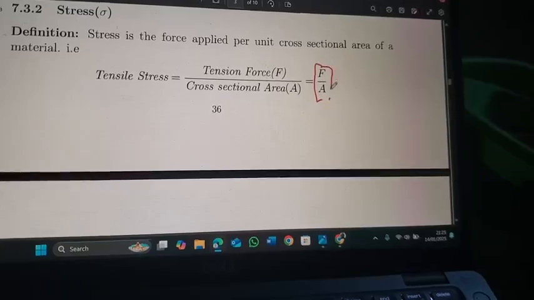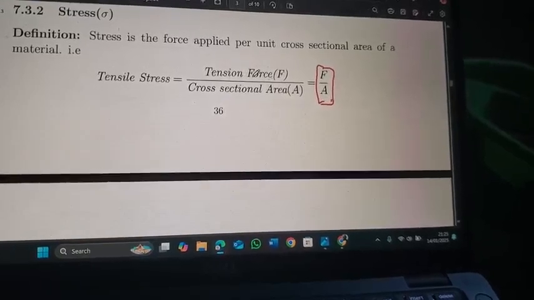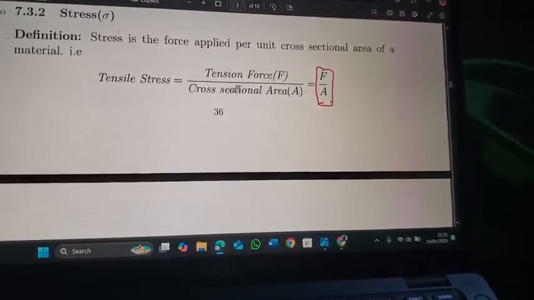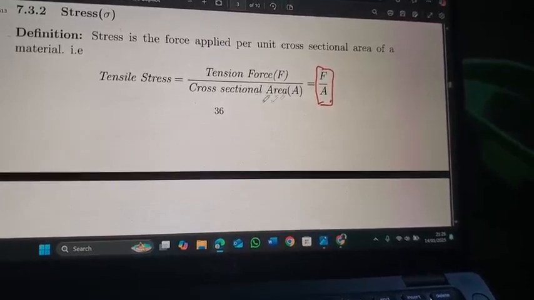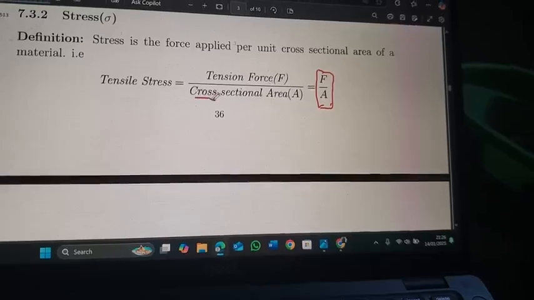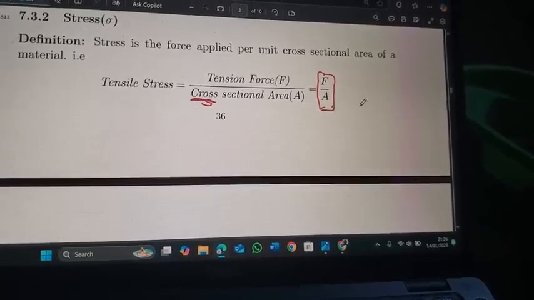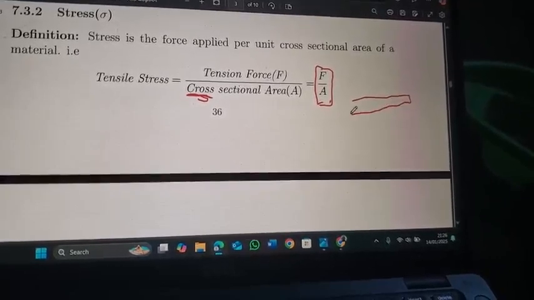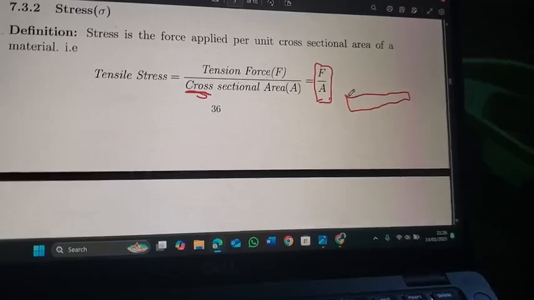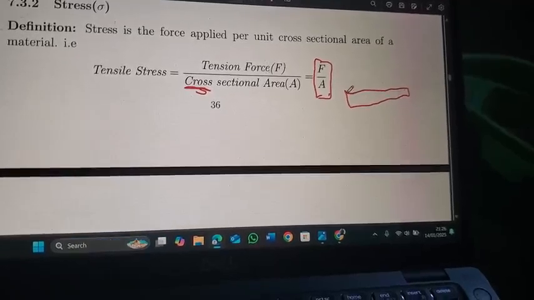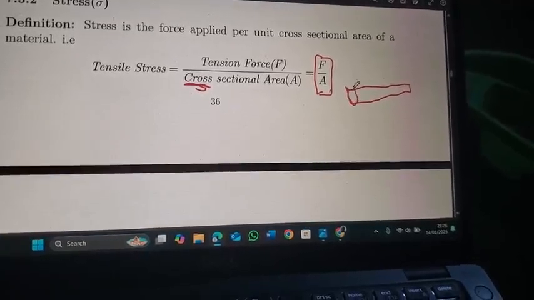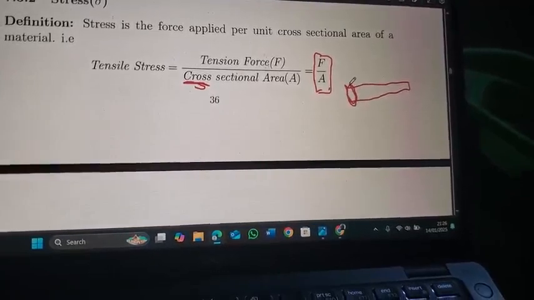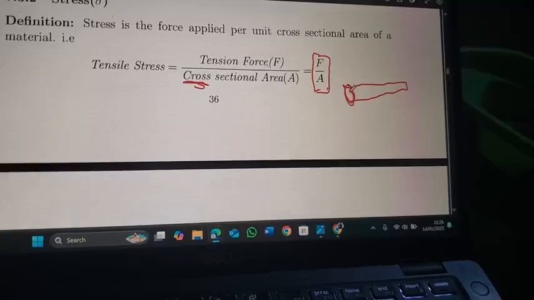Stress is a ratio of tension force to the cross-sectional area of a material. Remember, it is a cross-sectional area, it is not surface area. So if this is a piece of material we are talking about, then the area we are talking about is this area here. The cross-sectional area is what we are talking about.